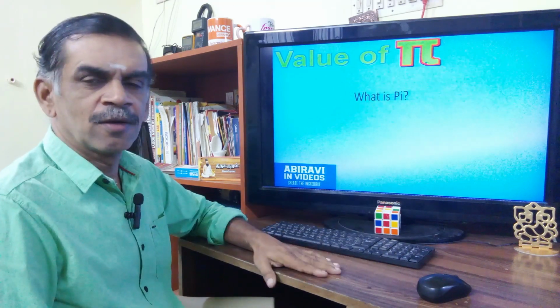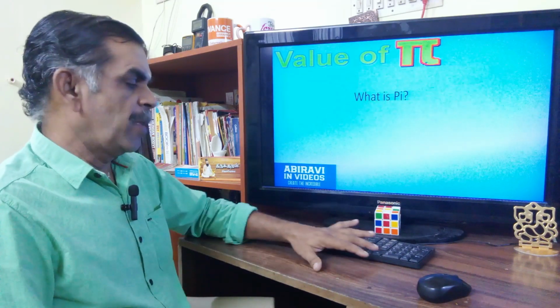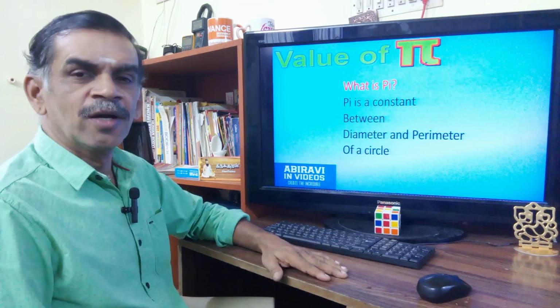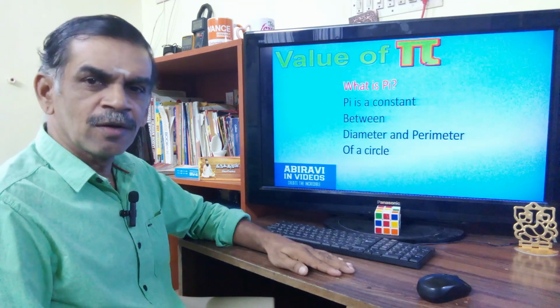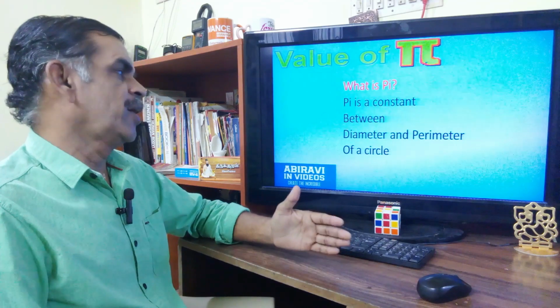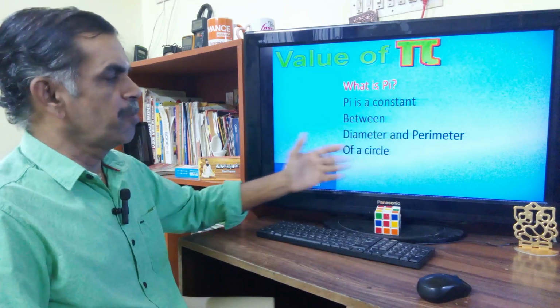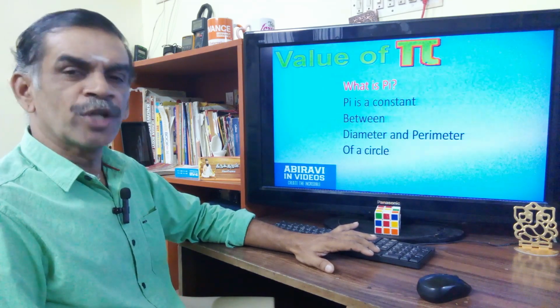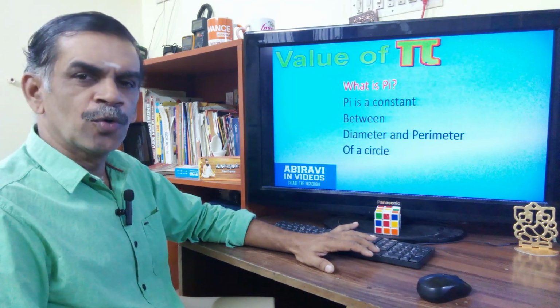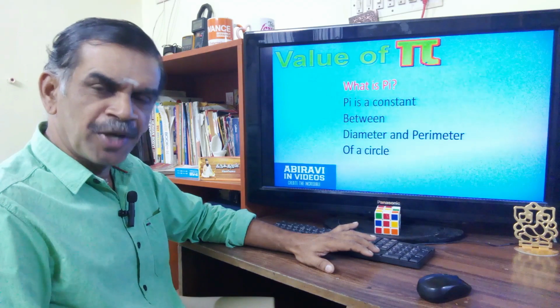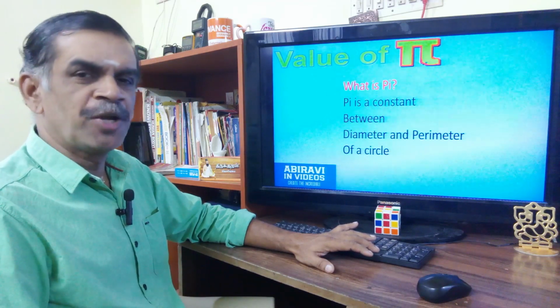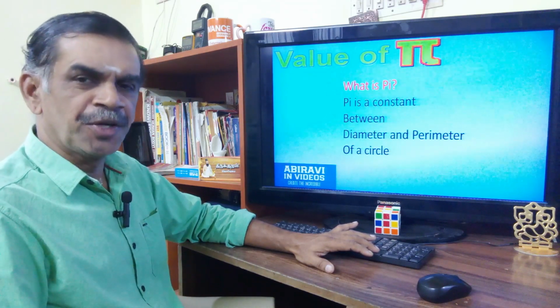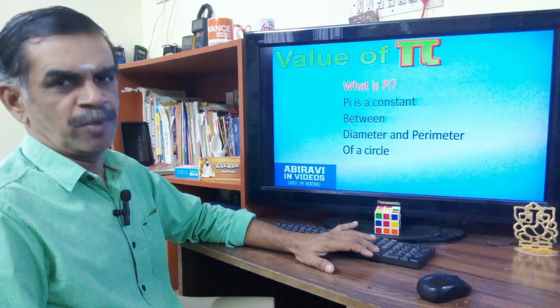What is pi? Pi is a constant. It is the constant ratio between the perimeter and the diameter of a circle. So when you know the diameter, if you want to calculate the perimeter, you have to use pi. Multiply the diameter by pi, and you will get the perimeter.